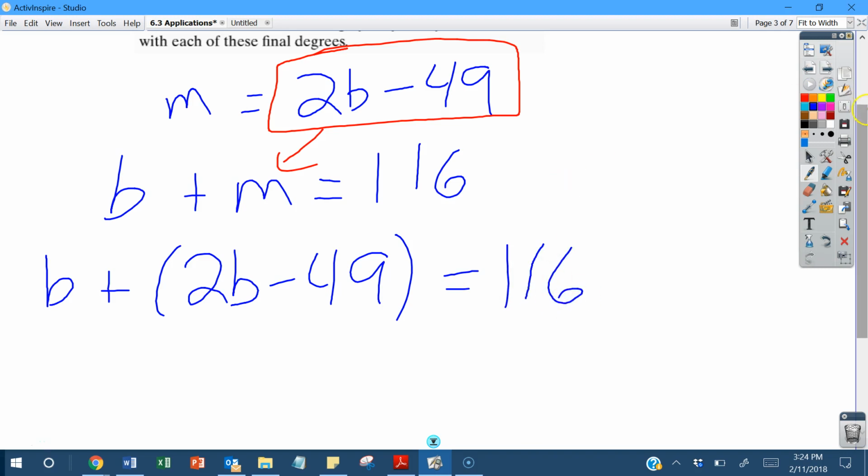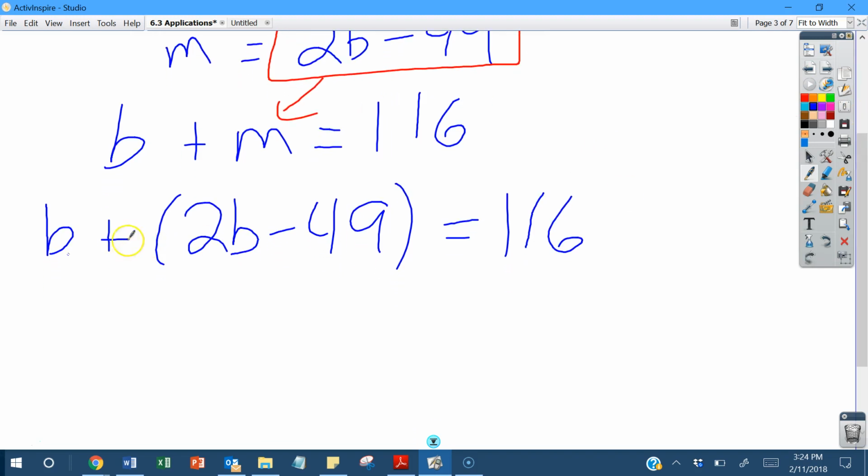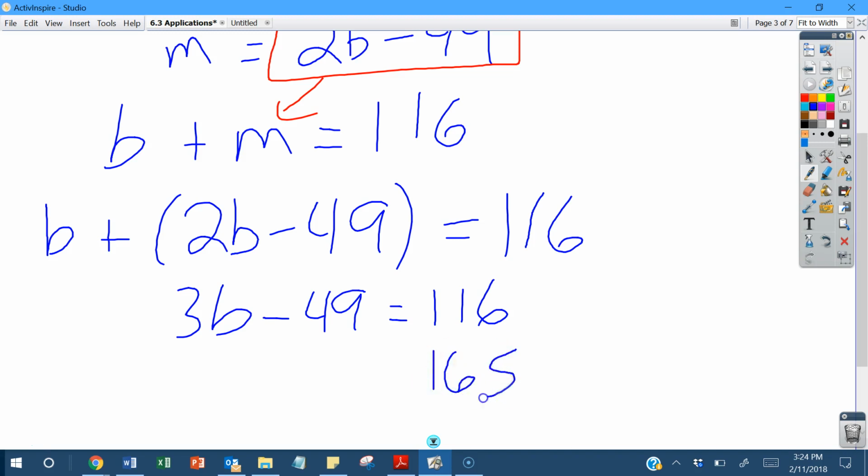So now I have an equation I can solve. It just has B's in it. So I'll go ahead and combine the B's over here. B plus 2B is equal to 3B minus 49, and it's equal to 116. Let's move that 49 over. Add it to both sides. Let me get my calculator. I get 116 plus 49, which gives 165 over here, and 3B over here. Divide both sides by 3, and I end up with B equal to 55, and this is in $1,000.